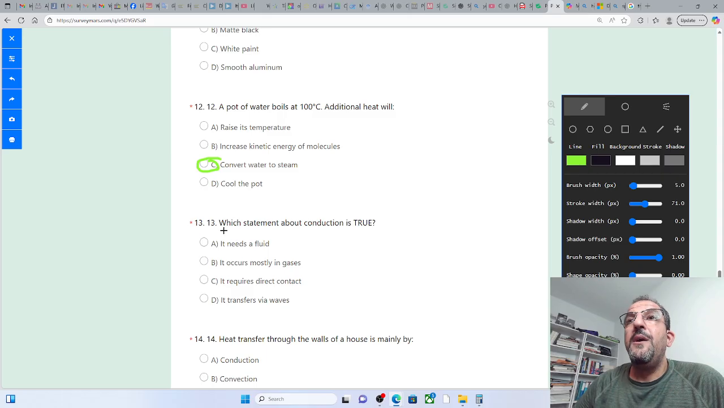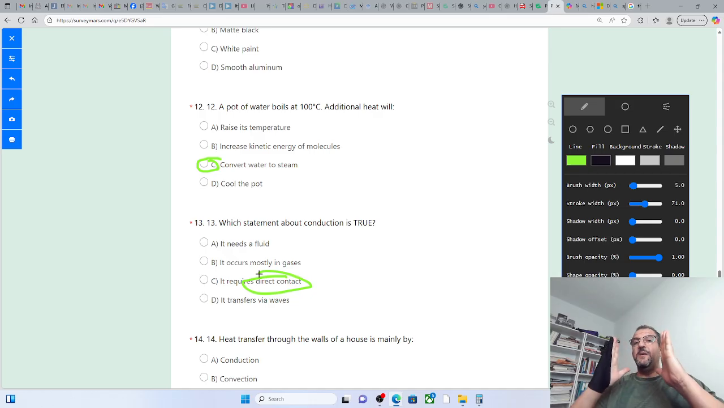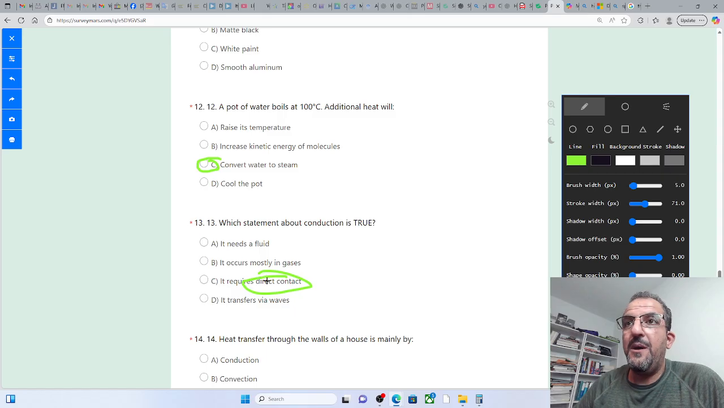Number 13. Which statement about conduction is true here? It needs a fluid. It occurs mostly in gases. It requires direct contact. It transfers via waves. So what do you think, guys? It's conduction, which means it needs contact. So we need those two objects in contact so the heat can flow from the hotter object to the cooler object. Okay.